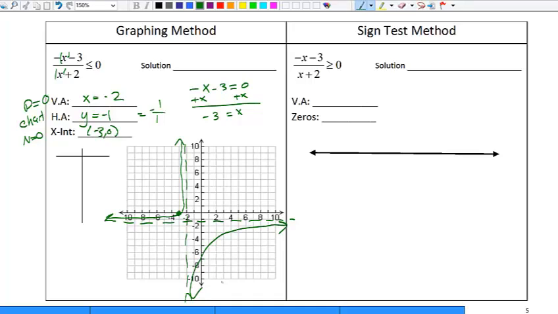If you're not sure, you're always welcome to plug in a value. Let's plug in 0. Negative 0 minus 3 over 0 plus 2. That's -3/2, which is negative, and definitely it's a little bit tighter than what I drew it. I guess I could draw that again. -3/2, that's way up here, so it's real tight.